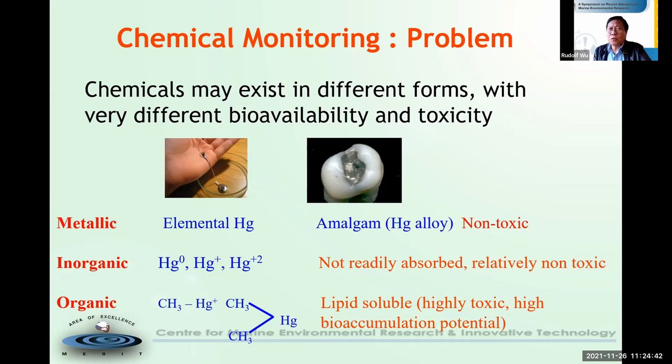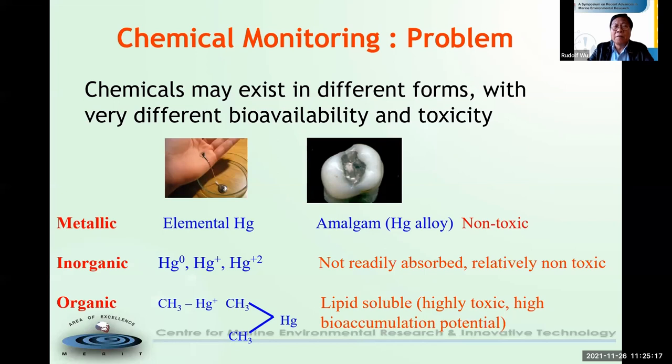However, if in the environment it changes into methyl mercury or dimethyl mercury, that changes the picture tremendously, because these organic mercury compounds are lipid soluble, highly toxic, and have a very high bioaccumulation potential. Remember the Minamata disease? That is because they discharged inorganic mercury into the water, and then bacteria and fungi turned this into organic mercury. The organic mercury that caused Minamata disease was a big disaster.